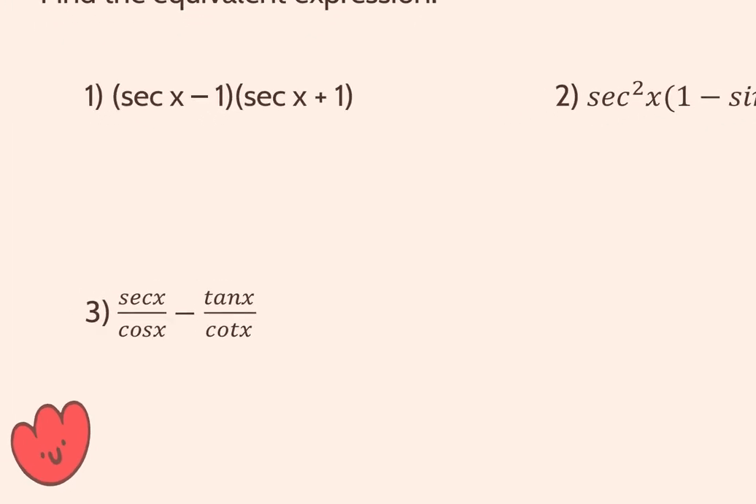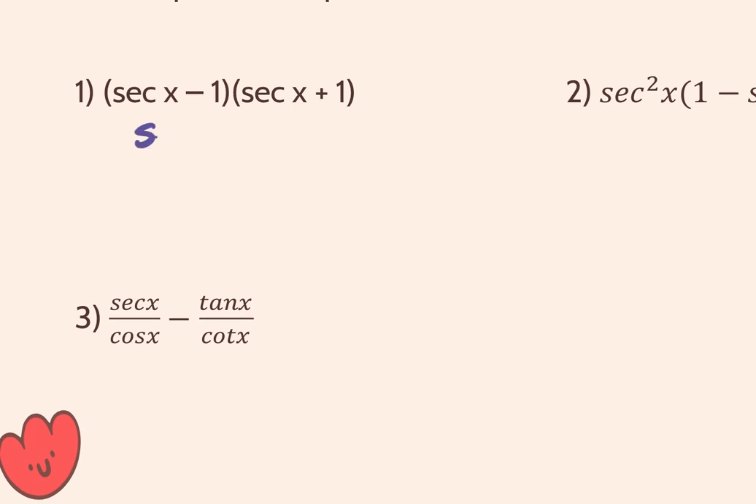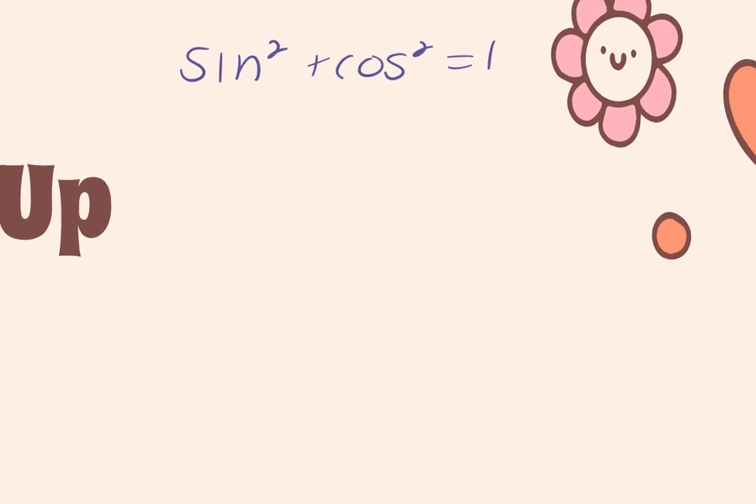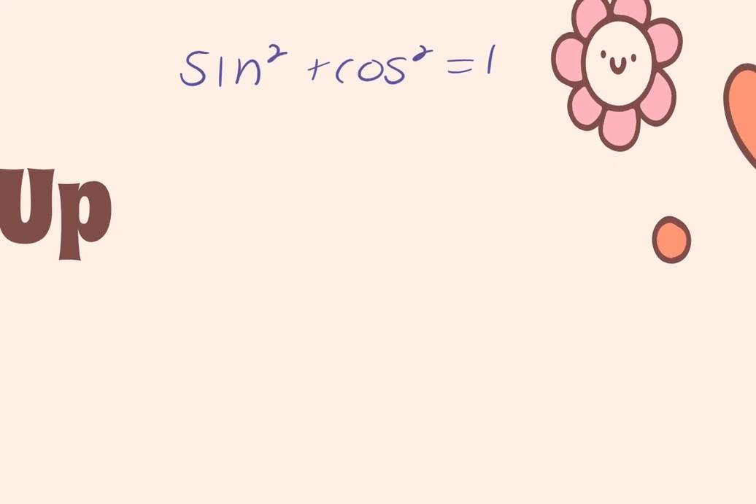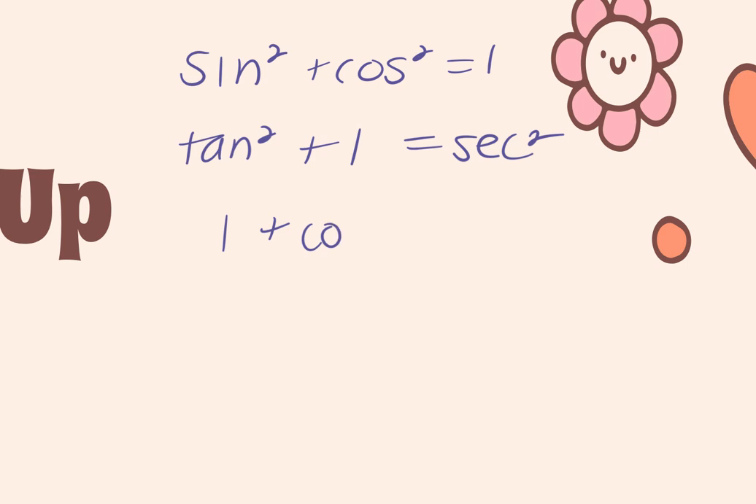You can FOIL it out, right? This ends up being the difference of squares, which is secant squared x minus 1. If you have not memorized your trig identities yet, I would do it. Sine squared plus cosine squared equals 1. Then what? Tan squared plus 1 equals secant squared. And then the last one? Good. 1 plus cotangent squared equals cosecant squared.